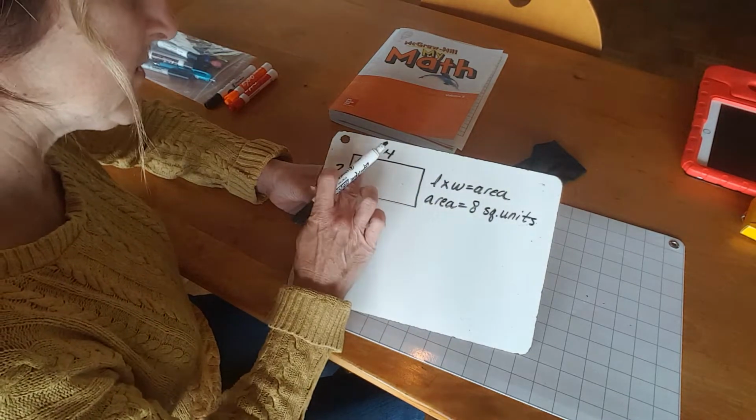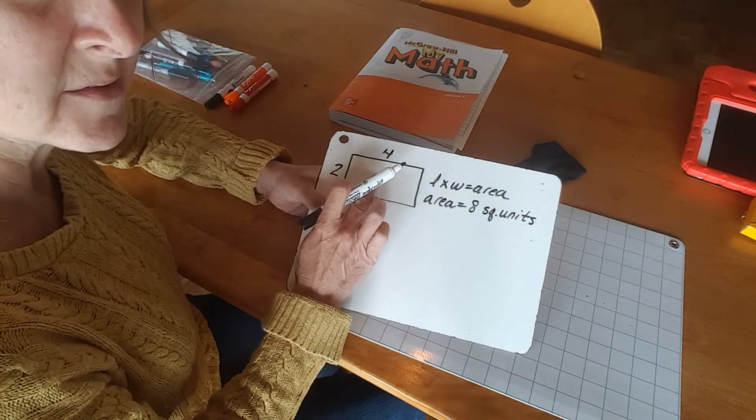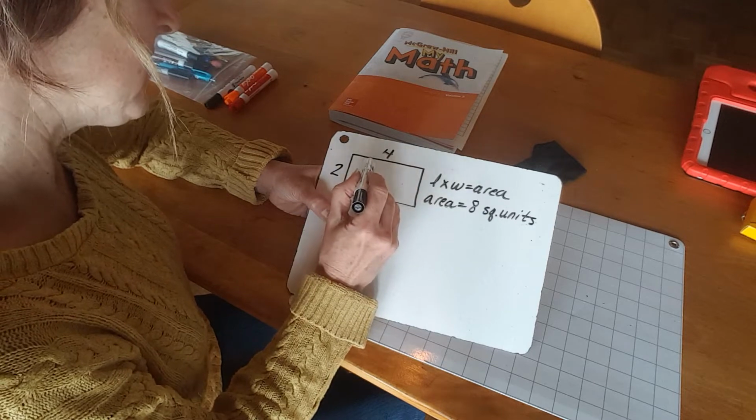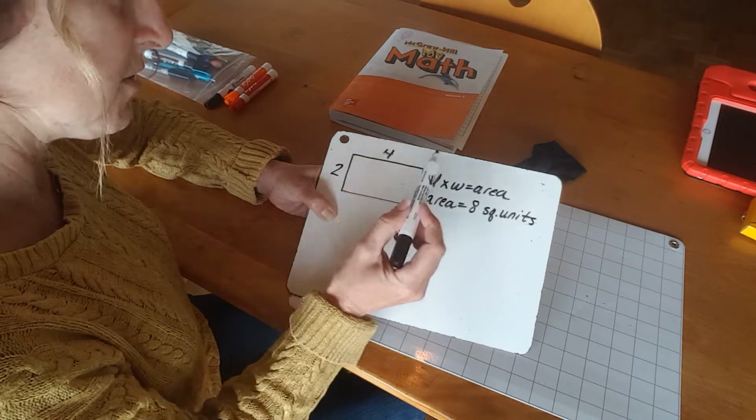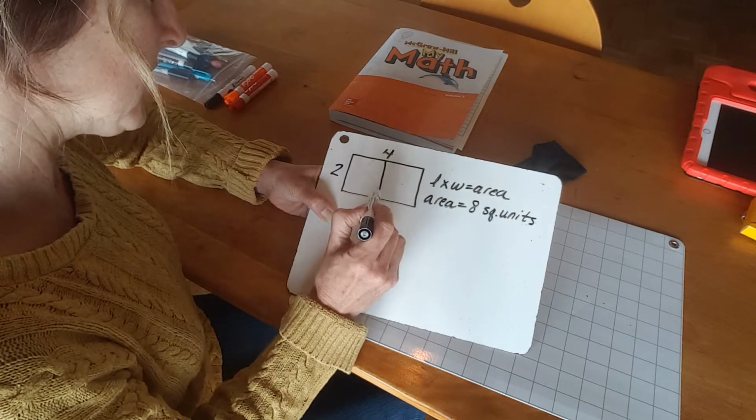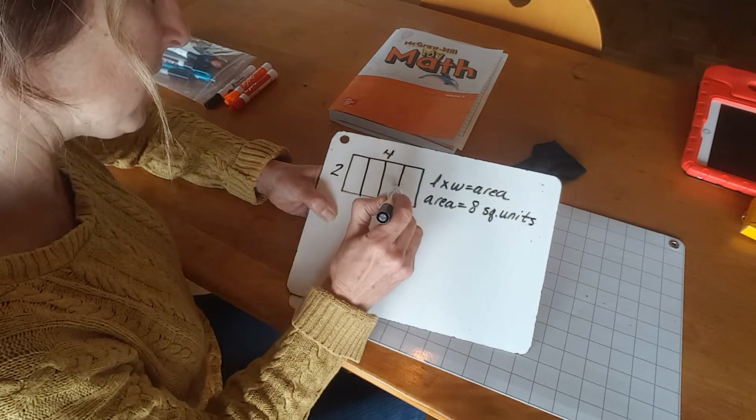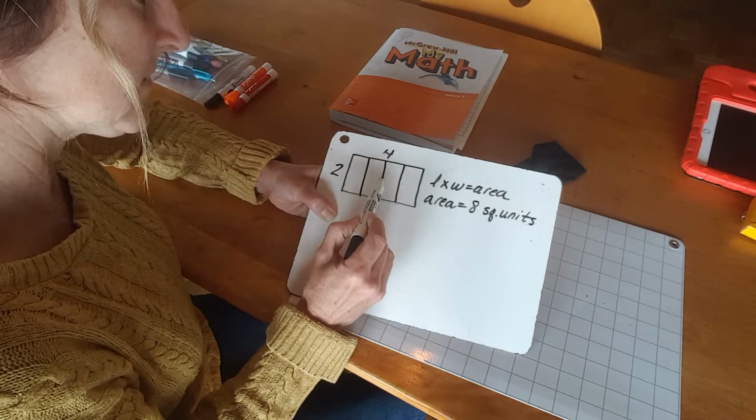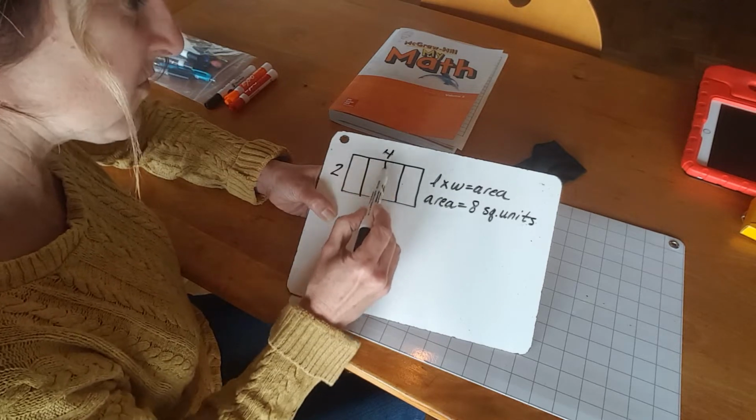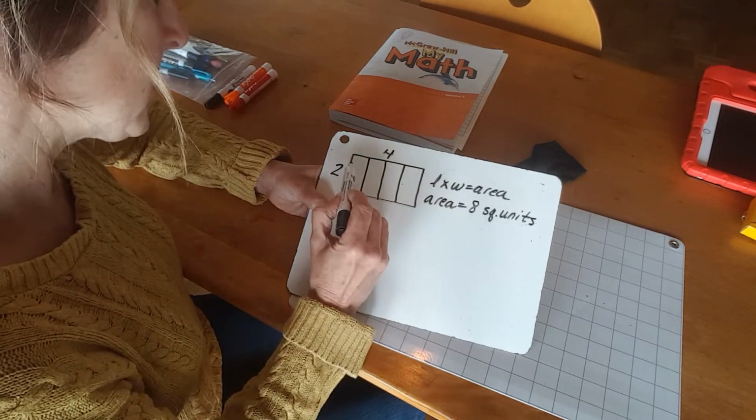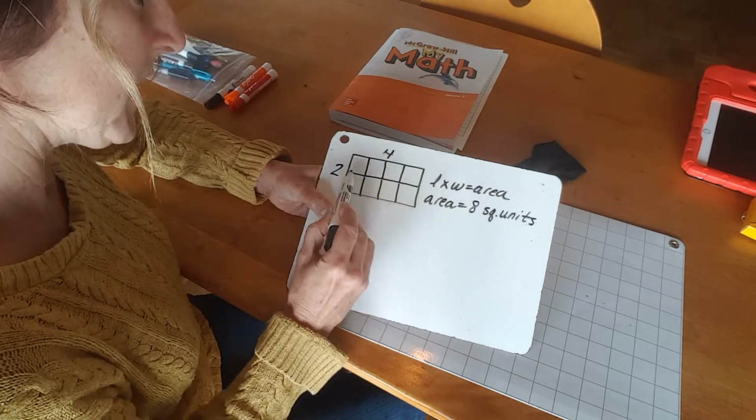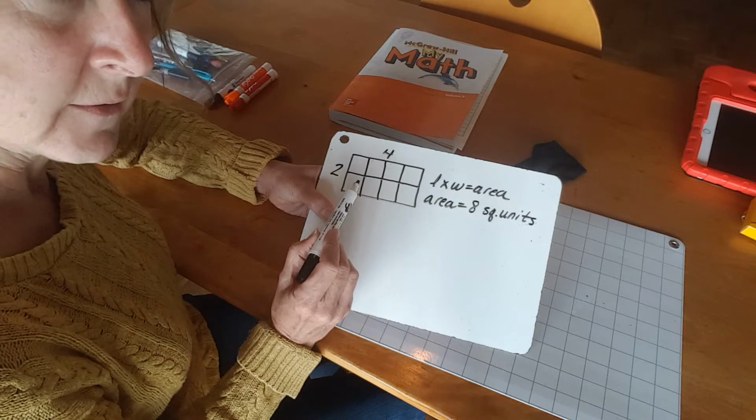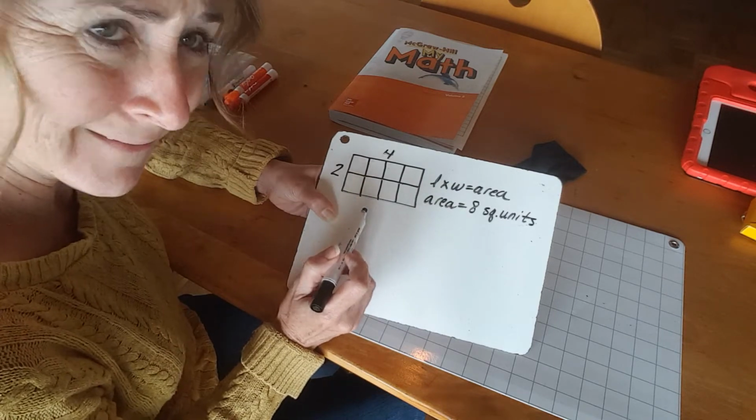Now, if I wanted to visualize where that is in here, I can create the tiles. I can create the square tiles, the square units in there. I could do this. I can create 4 columns. Remember, it's not 4 lines. It's 4 spaces, 4 columns, 4 rows. And then turn that into 2. And I end up with 8 square units. Woo, it's like magic, right?